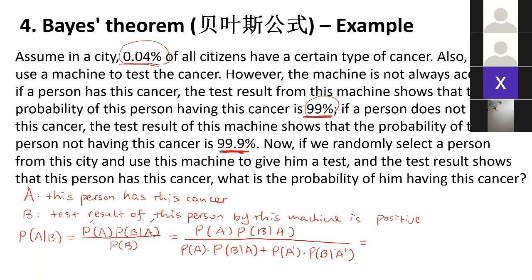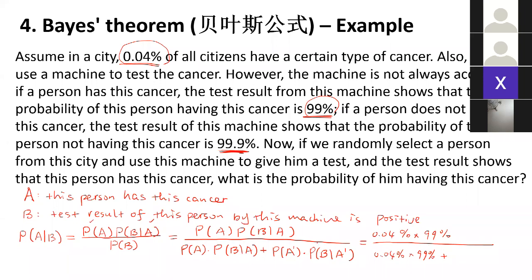Next, if the person does not have this cancer, the conditional probability of the test result being positive. Also, we have this number, right? So let's put all the numbers in. First of all, the probability of A is 0.04% times the probability of B given A. This is 99%. Just copy from the question. Okay, for the denominator, the first part is the same as the numerator, so just copy them down.